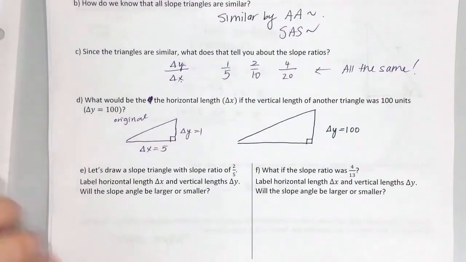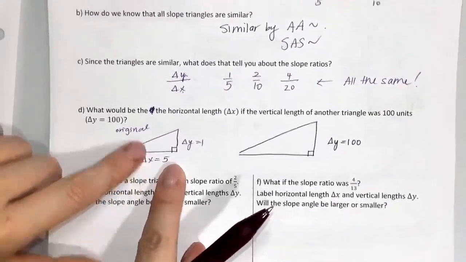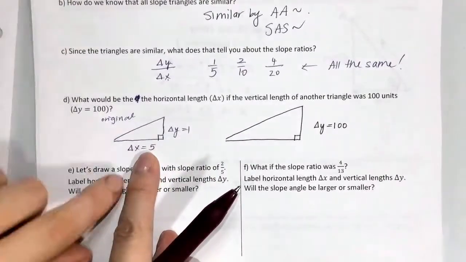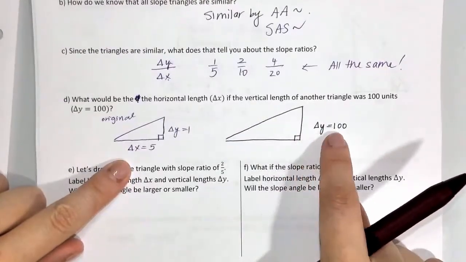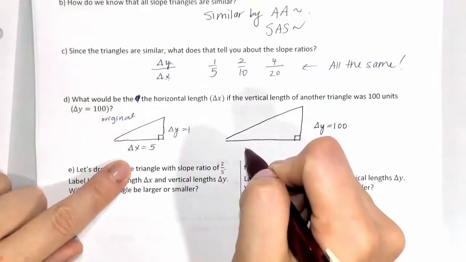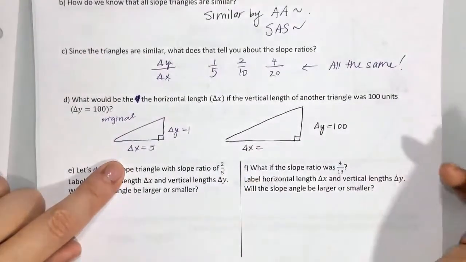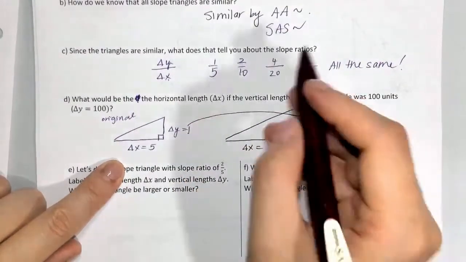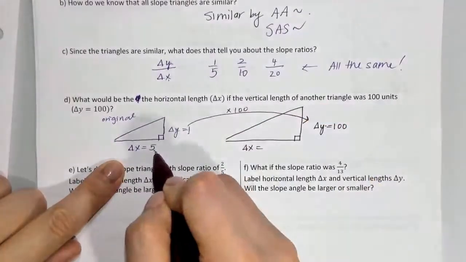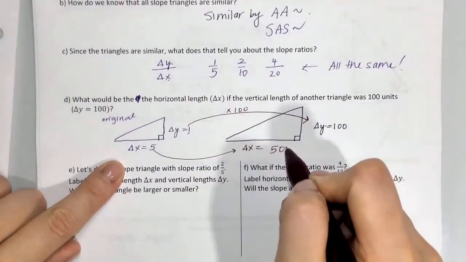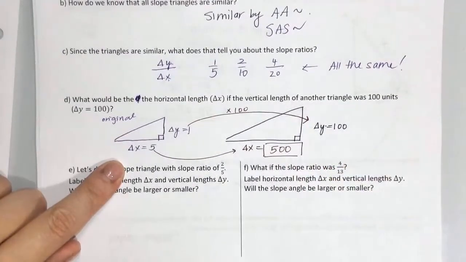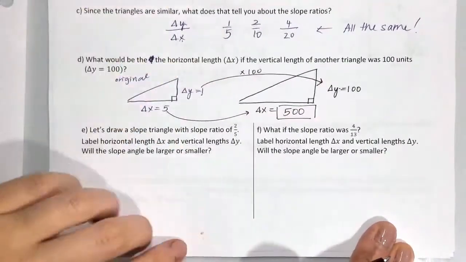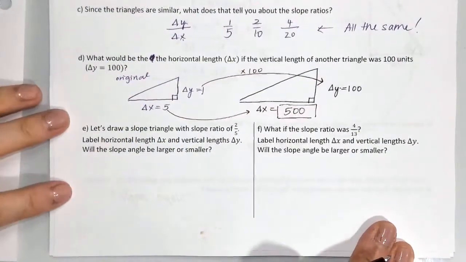So then let's look at part D here. Here's the original triangle that we started out with in the graph. Vertical distance of 1, horizontal distance of 5. But then if we change the vertical length to be 100, now what is going to be the horizontal length? Well, this is similar. So going from left to right, it looks like it's being multiplied by 100. So multiply by 100, you should have 500 as the horizontal length. Pretty simple.